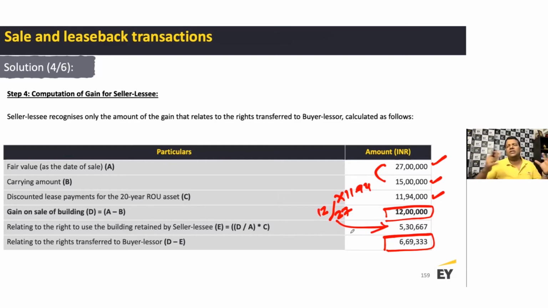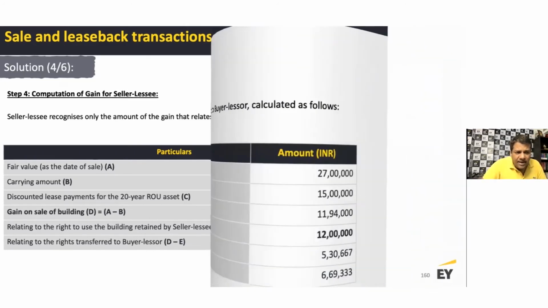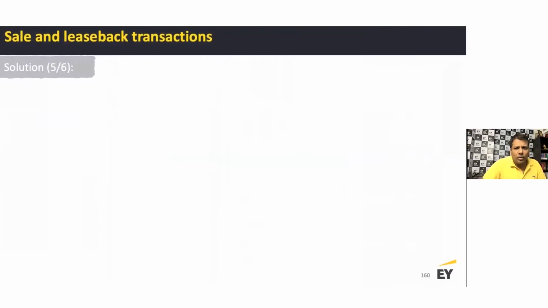That benefit essentially you will get over a period of time by way of lower amortization charge, because I'm not recording the entire profit, so to say. So the profit relating to the right which is transferred is 6,69,333. So now how do I record this in a journal entry?